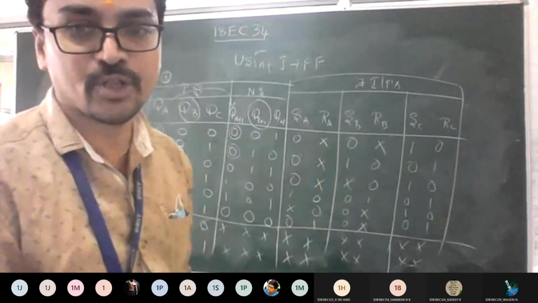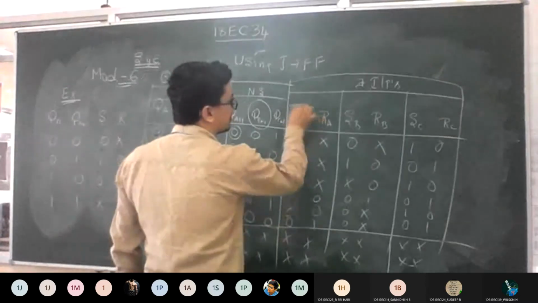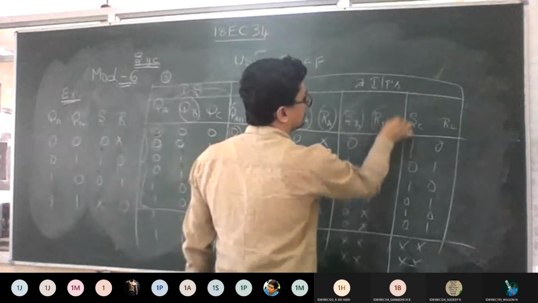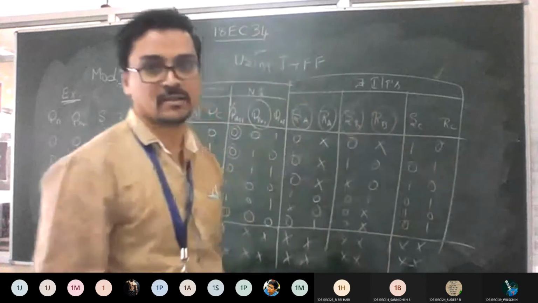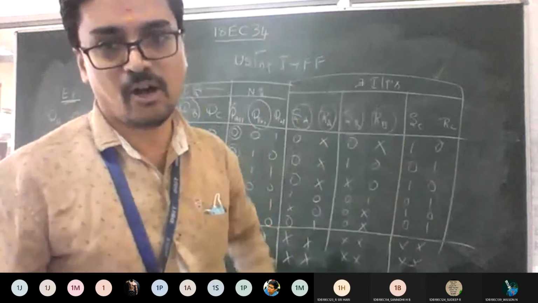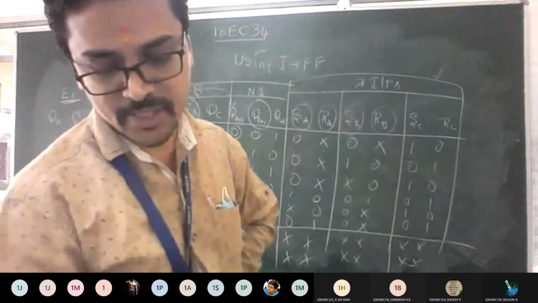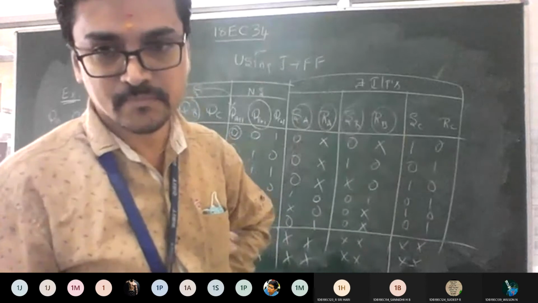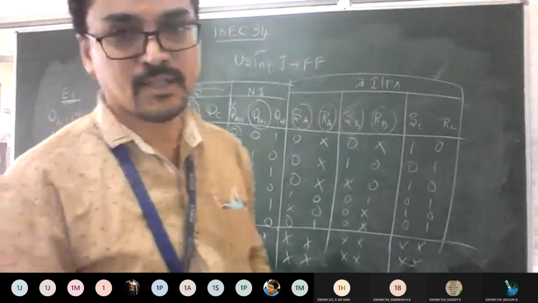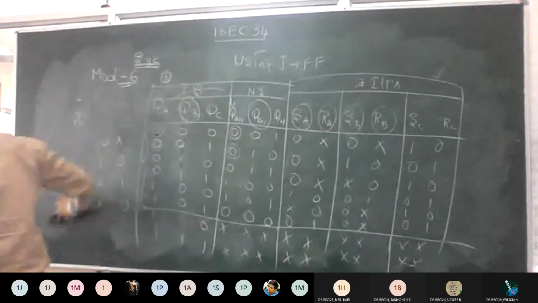So after this, what should you do? You need to plot a K-map for SA separately, RA separately, SB separately, RB separately, and the same way for the rest. Then get the equations individually and plot them in a logic diagram. So that will conclude the problem. Got the procedure? So plot the K-map and we will try to conclude this. Tell me what expression you are going to get?